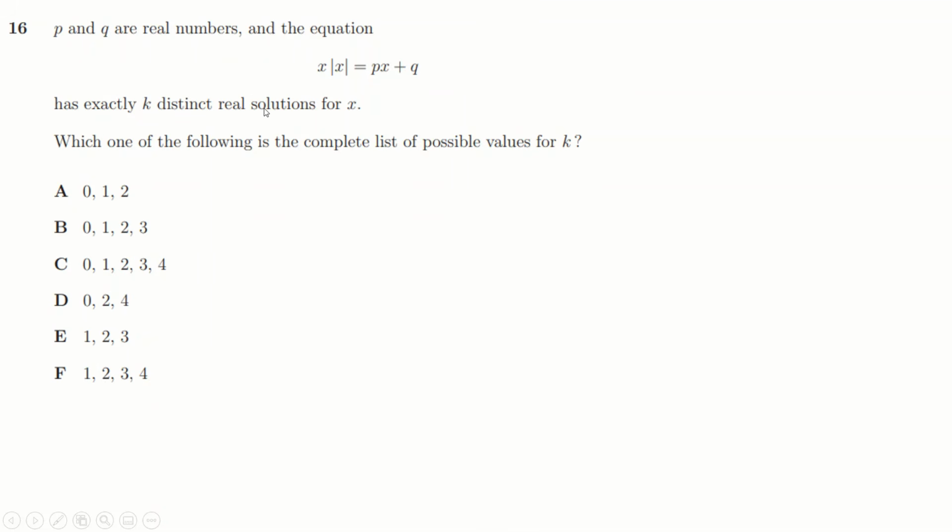16. Love drawing some mod graphs. This question is great. So whenever you're asked how many solutions something has, graph drawing is the way to go.